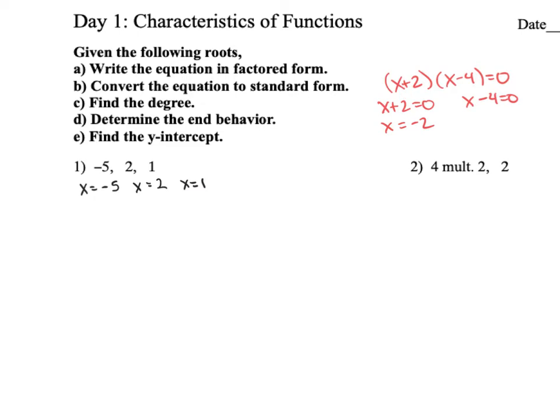Or in this case, our factors would be, for part A, x plus 5, x minus 2, and x minus 1. And again, we're setting all of those equal to 0. So that's how you can set up your factored form. And that's the first step. First step already done. I think the next step is probably the longest, where we are converting the equation to standard form. You're going to have to use FOIL a few different times.